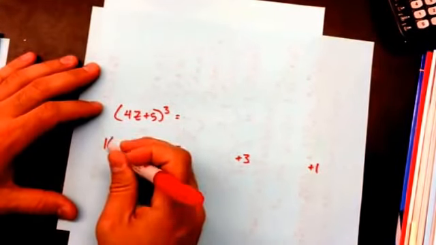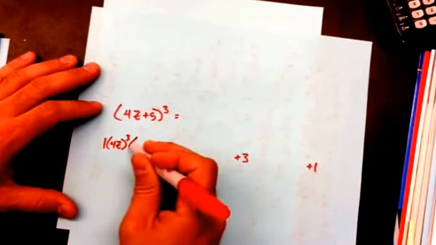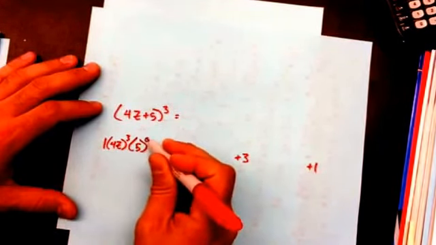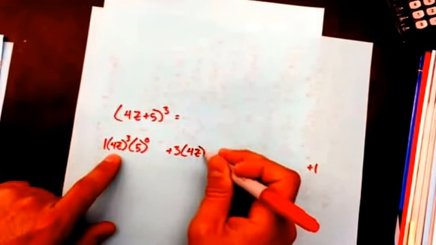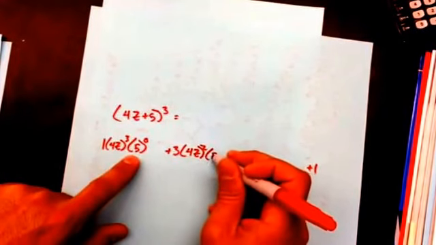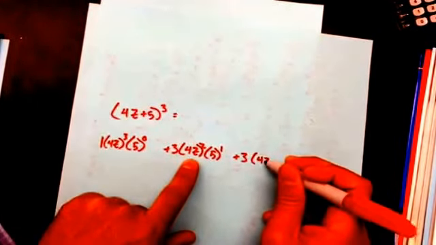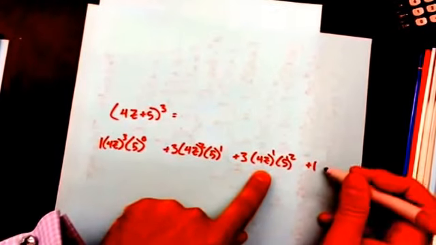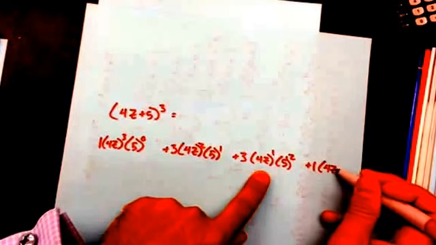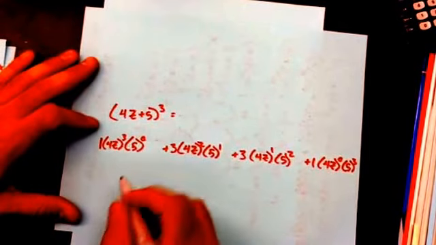So your first term to the power you started with times your last term to the power of 0. This one goes down 1, and this one goes up 1. This one goes down 1, and this one goes up 1. This one goes down 1, and this one goes up 1. Okay? Now I'm going to multiply this out.